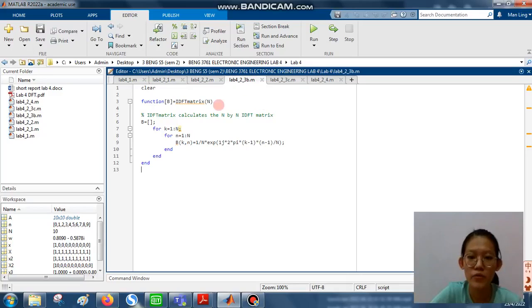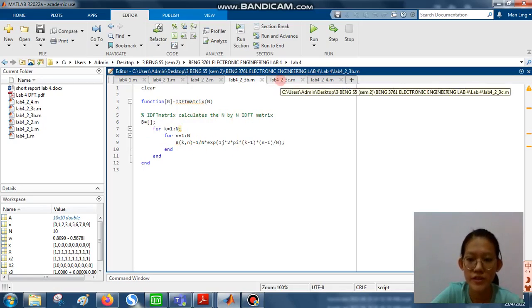For part 4.2 3b, we will write a MATLAB function, B equals IDFT matrix with the N, to return the N by N inverse matrix. In this code, we will use the for loop to calculate the N by N IDFT matrix.